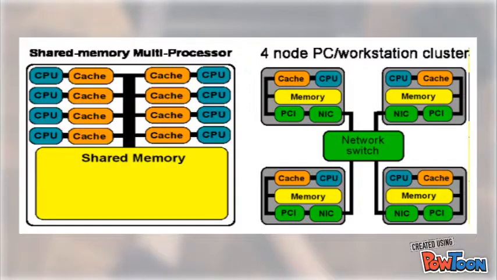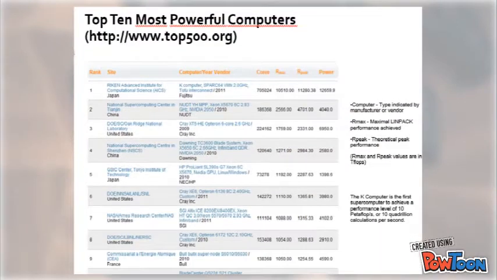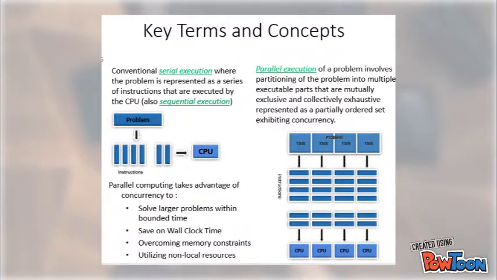Memory with multiprocessor, and this one is a 4-node PC workstation cluster, which has a network switch and 4-node PCs. This is the top 10 most powerful computers. You can get this when you go to the link www.top500.org.